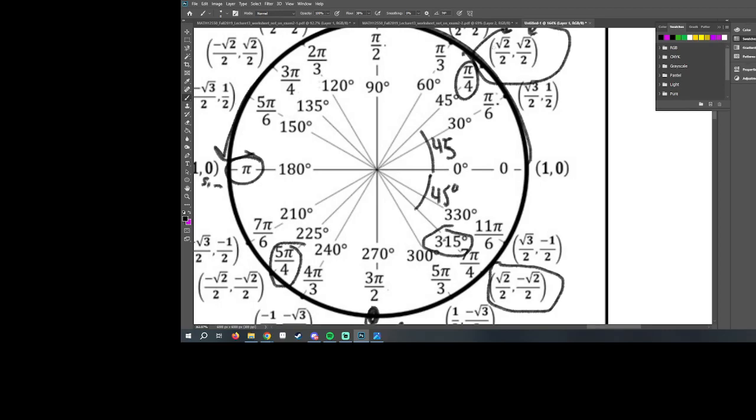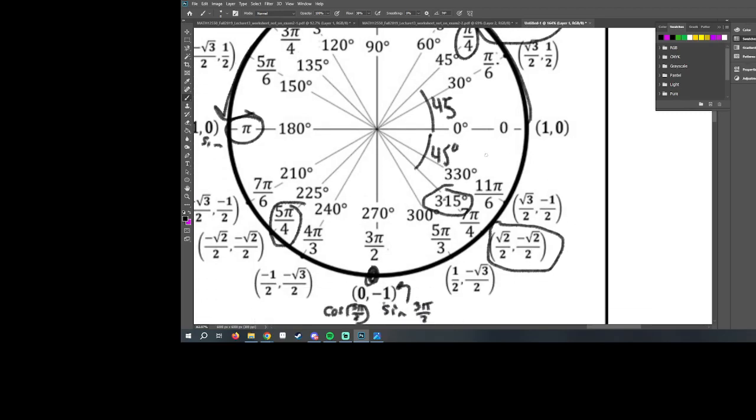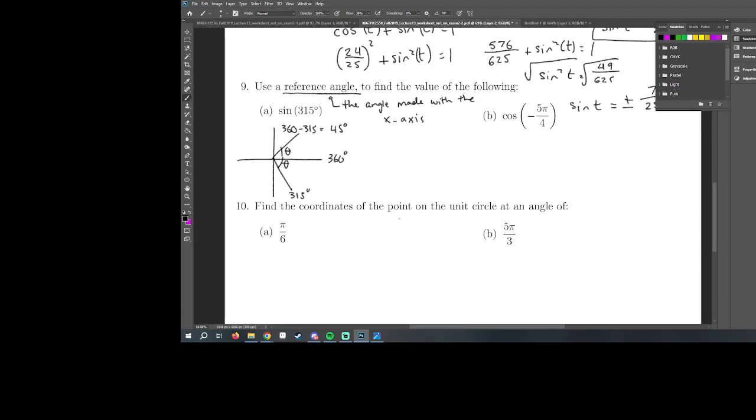So we look and we see it must have root 2 over 2 and root 2 over 2 as its cosine and its sine. And so ours are going to be positive root 2 over 2 for cosine, but negative root 2 over 2 for sine, because again, we're in the fourth quadrant, and our y value has to be negative in the fourth quadrant. So here, we know that the sine of 315 degrees is going to be equal to the negative sine of 45 degrees, which is going to be negative root 2 over 2.